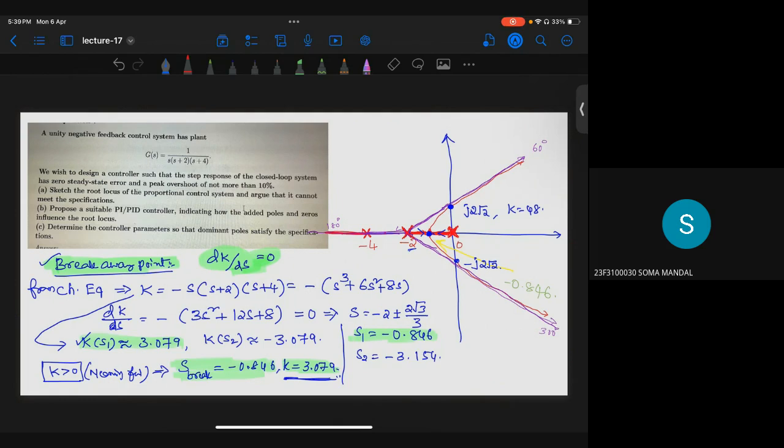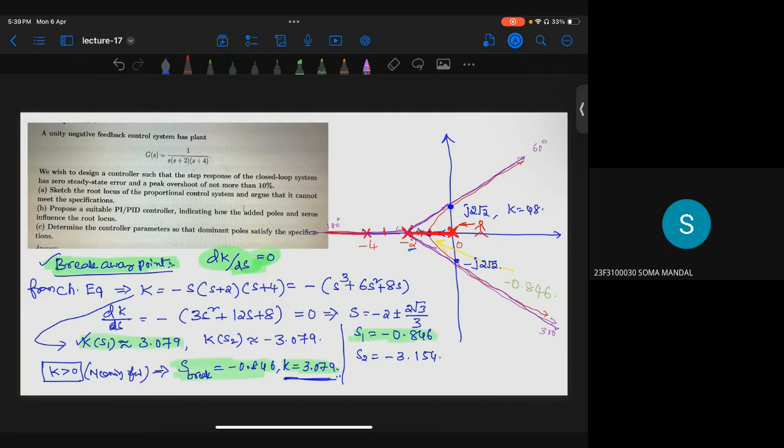Before that, the real axis segments. If you start here and walk towards the left, anywhere on this line, from here till here, if you see the right side, you will see only one pole. Am I correct? Yes, sir. Correct. So hence this will be part of the root locus.